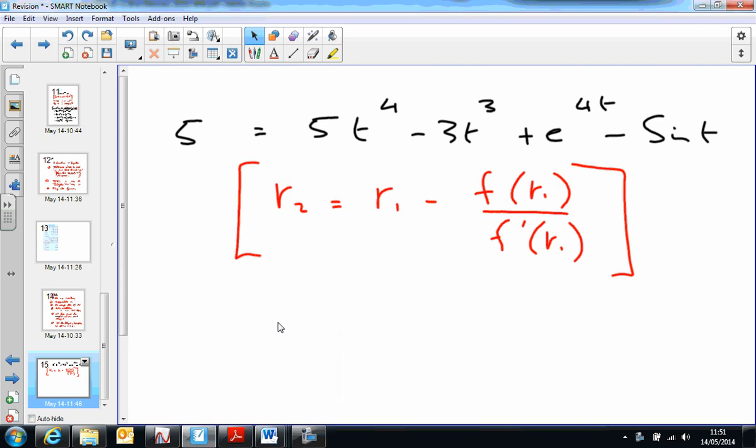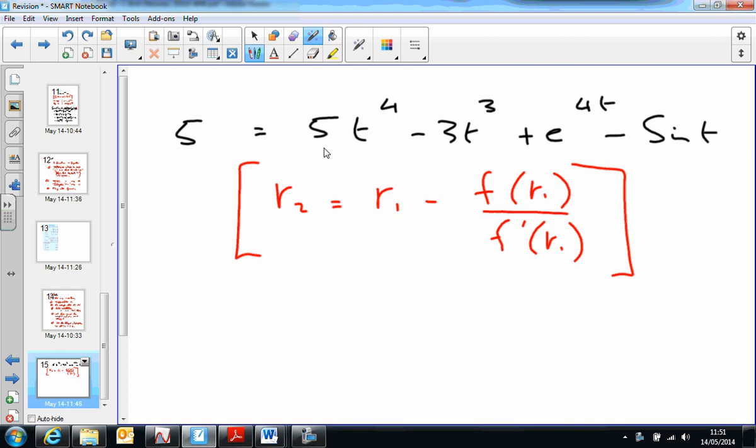Here, let's have a look at using Newton-Raphson to solve this particular equation. So we've got to solve this: when does this equal 5? Not the sort of equation you'd want to try and solve without using some sort of numerical method like this.